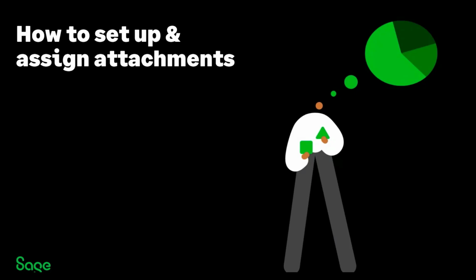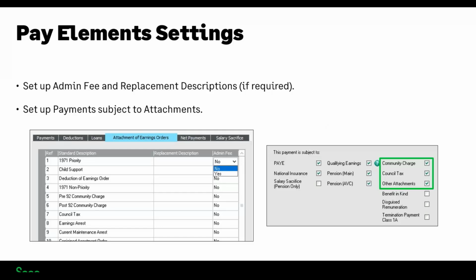So when you receive an attachment order for an employee, you'll need to decide whether or not to deduct a £1 admin fee. If you do want to do that, there is a drop down where you can specify that you do or don't want to deduct that admin fee. So you'll see that on the left screenshot there.